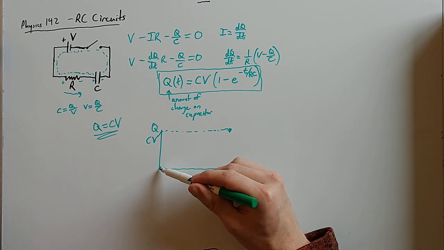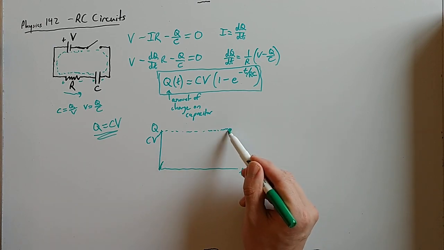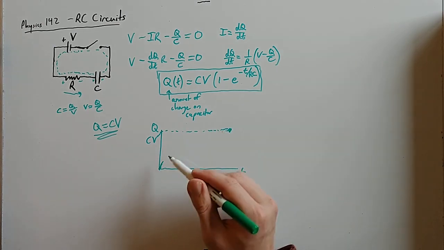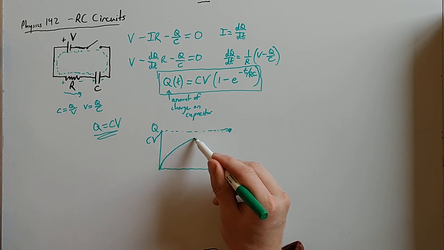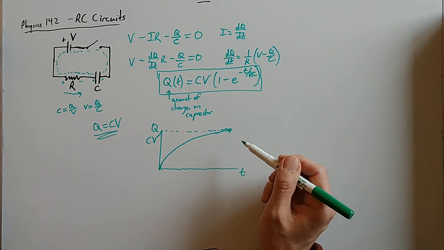At the beginning, we end up charging it really quickly, and by the end, we're just charging it little bit by little bit by little bit. And so the curve ends up looking something like this.